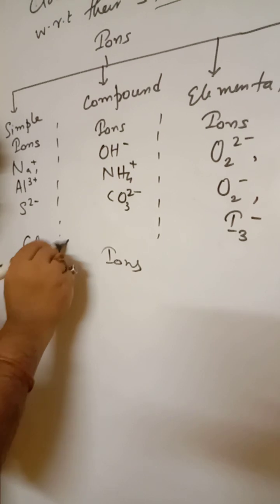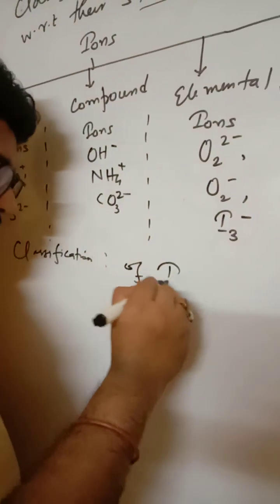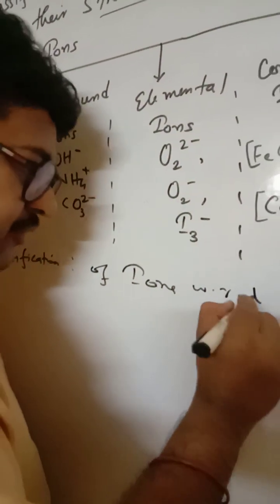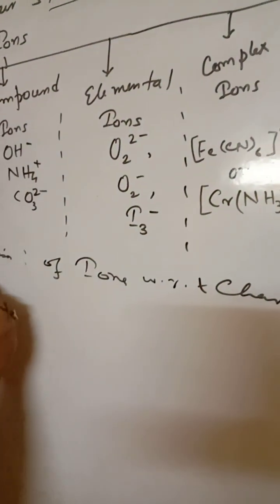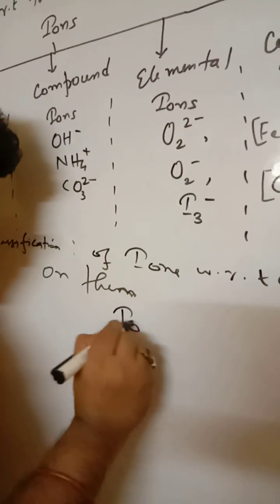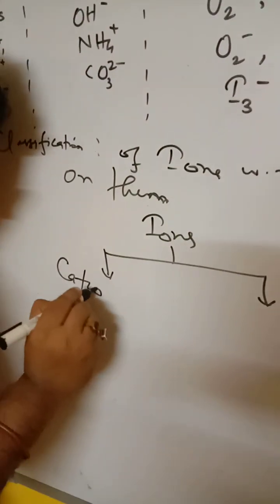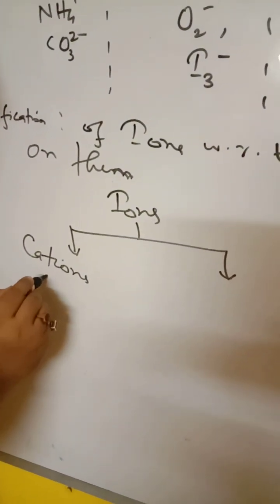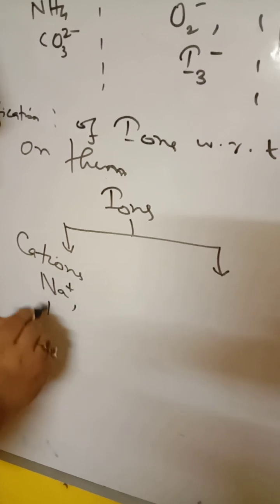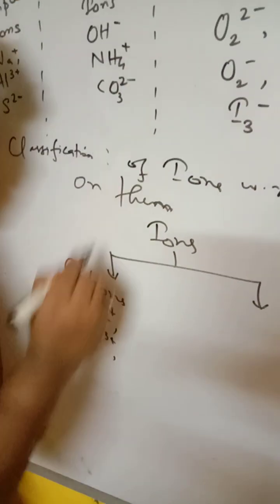So we can also classify ions with respect to the charge on them. So ions, they are the cations, positively charged ions. Best examples are Na+, Al3+. You can also take NH4+ if you like. It is having positive charge.